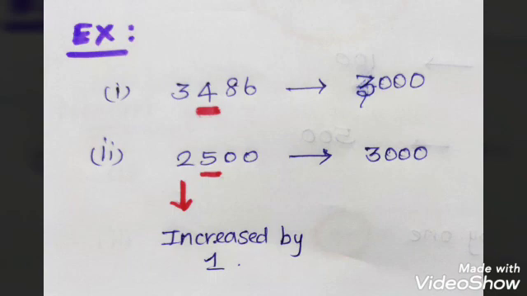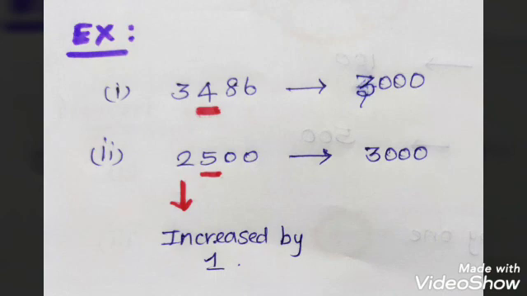Example. The first question, 3486. Right? What is your hundreds place? 4, which is less than 5. So what will happen? The hundreds place will come to 0. So the first digit we will put as it is, your thousands 3. The remaining places become 0. The second one, 2500. See your hundreds place, it is exactly 5. So what will happen? The remaining places will become 0 and the thousands place will increase by 1. Is this clear? Is this clear?